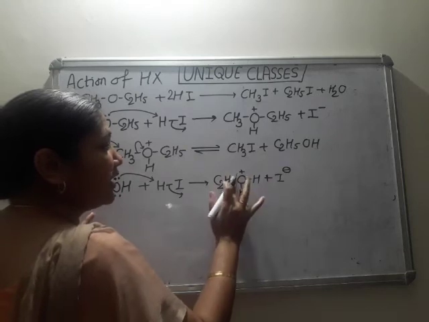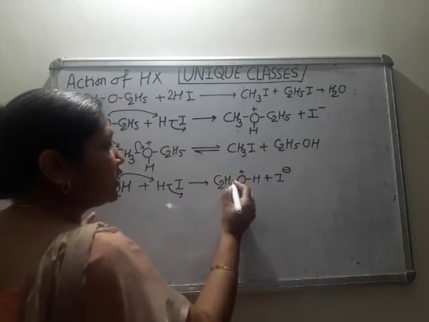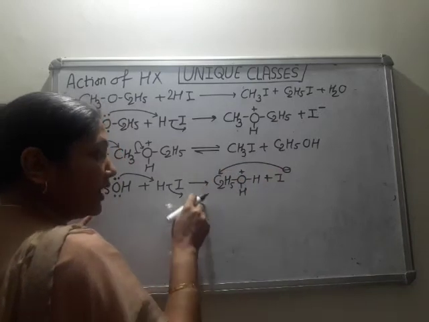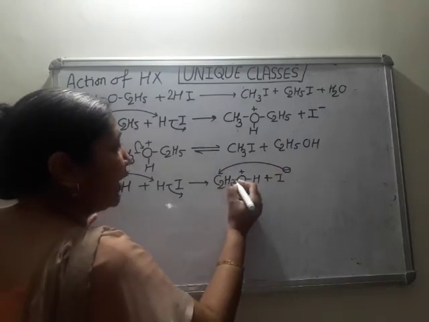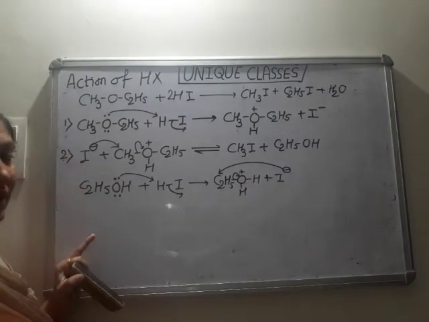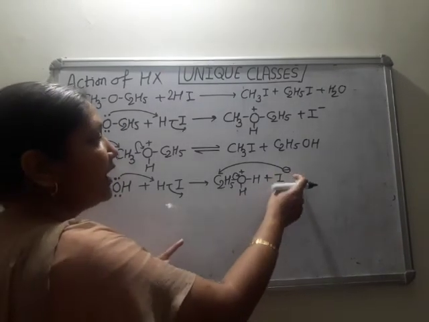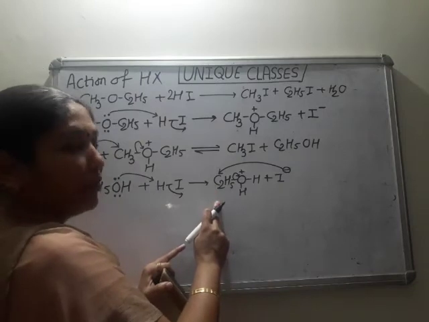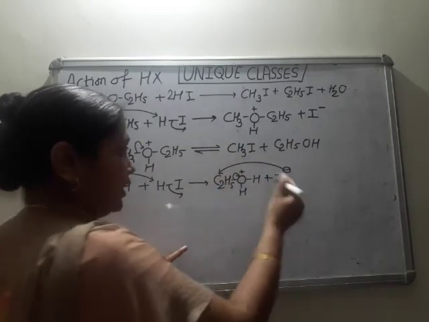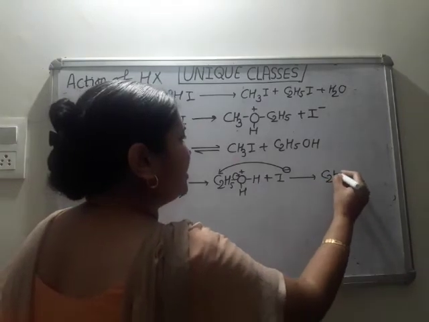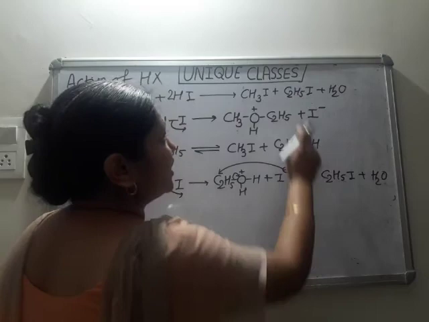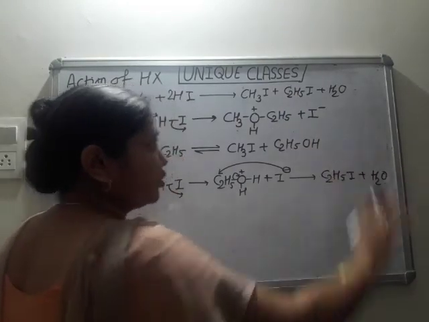Again oxygen is electron deficient. Oxygen is in need of electrons. I minus now attacks this alkyl group, and this ethyl group gives electrons to this oxygen. See the attack. I minus attacks this carbon and carbon passes electrons to this oxygen, and we get C2H5I plus H2O.